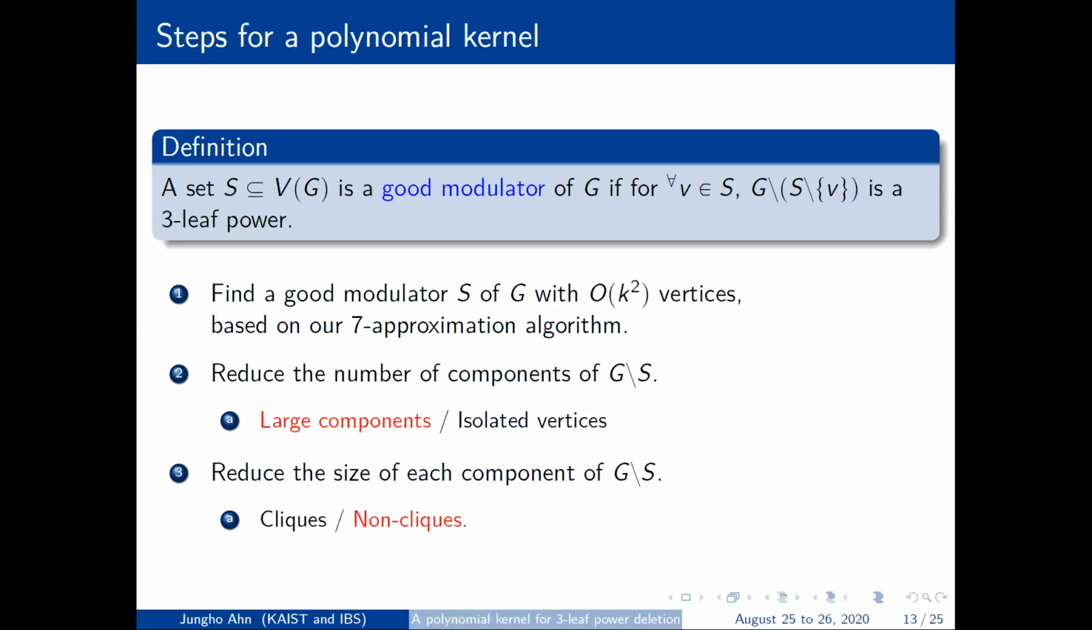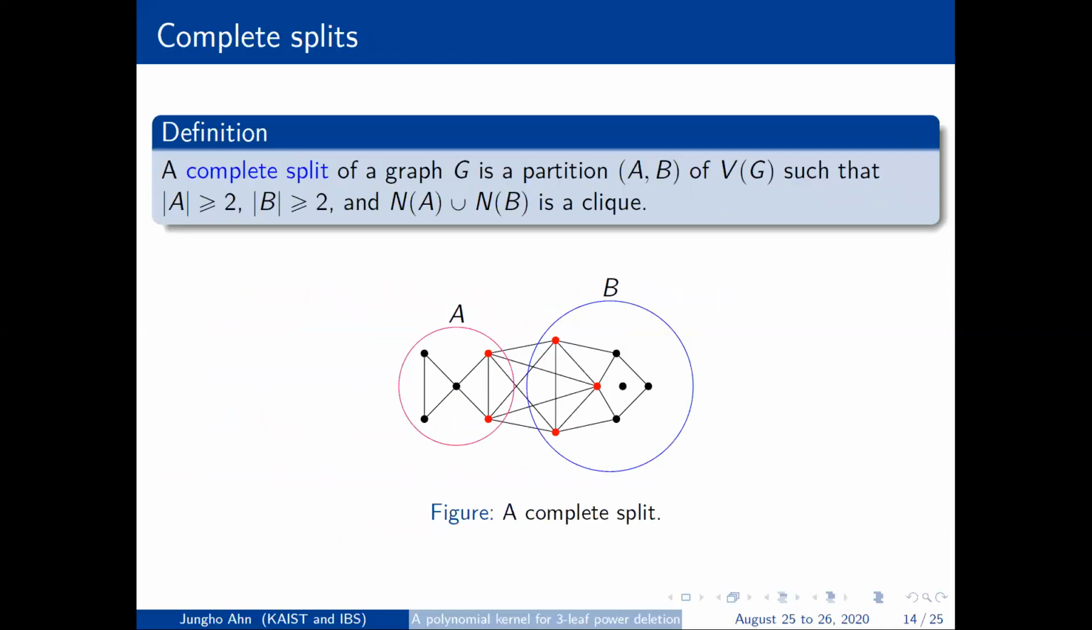That is, we first reduce the number of nontrivial components. Here, nontrivial means containing at least two vertices. And then we reduce the number of isolated vertices. Afterward, we reduce the size of each component of G delete S. In this talk, I will explain how to reduce the number of nontrivial components and the size of each non-clique component. Before explaining how to reduce the number, let me introduce our new concept of split.